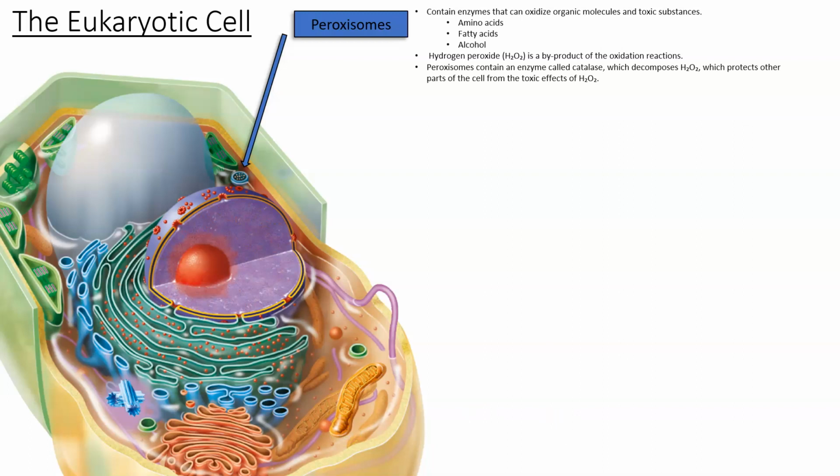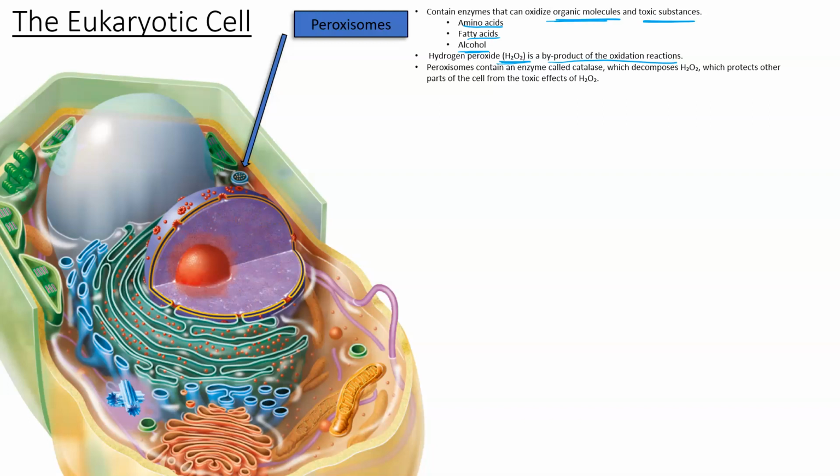Okay, peroxisomes contain enzymes that oxidize organic molecules and toxic substances. These can be thought of as like the kidneys of the cell or the liver of the cell. They're designed to detoxify the cell. They can oxidize amino acids, fatty acids, and alcohols, and hydrogen peroxide is one of those things that peroxisomes can help detoxify from the cell, because H2O2, or hydrogen peroxide, is a byproduct of this oxidation reaction.